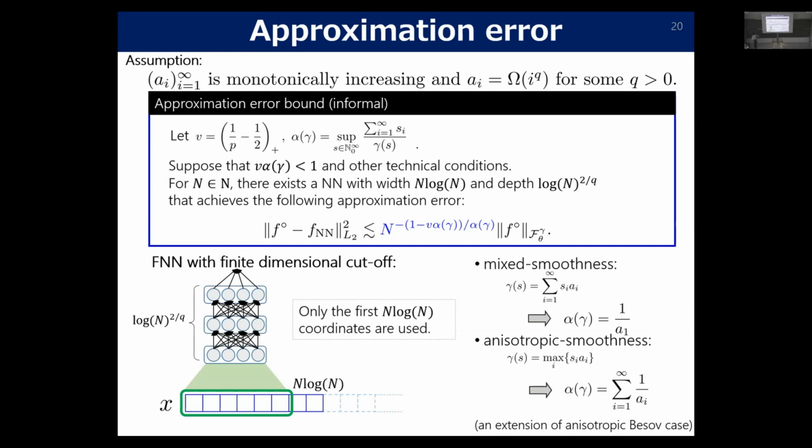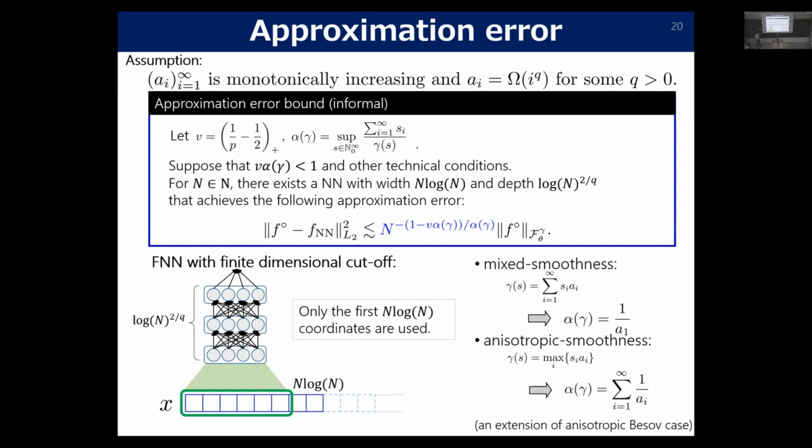Under these notations, we can derive our approximation error by neural networks. Now we assume that a_i is monotonically increasing. That means the smoothness of the i-th coordinate will increase, so in other words, the first coordinates are the most important and the second coordinate is the second most important. For example, consider image classification. We apply the Fourier transform to the image, so x_1 represents the lowest frequency, and as the index goes up, the frequency goes up.